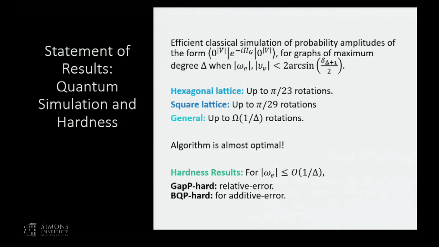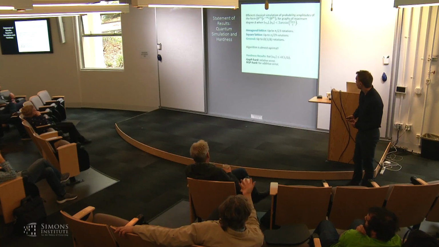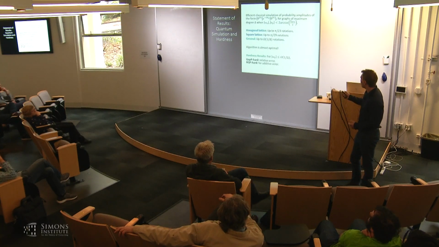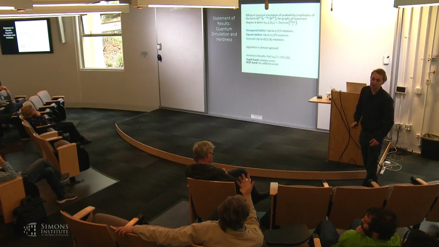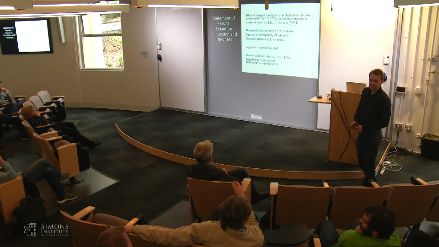And at this point, it's GapP-hard to approximate these amplitudes up to relative error, and BQP-hard to approximate them up to some additive error. So are these numbers for special lattices of any importance? Would you be interested in getting, say, pi over 15, or something like that? This result was just for any degree 4 graph. Would it be of any interest to tighten it for special lattices?